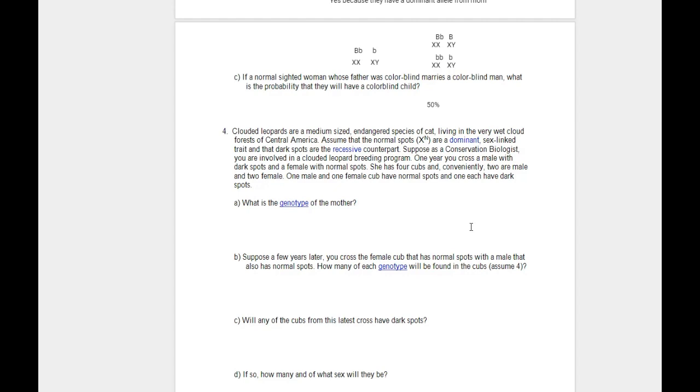Assume the normal spots, X with a capital N, are dominant. Normal spots. And dark spots are the recessive counterpart, a sex-linked trait. Now, suppose that you are a conservation biologist involved in the clouded leopard breeding program. One year you cross a male with dark spots and a female with normal spots. She has 4 cubs. And conveniently, 2 are male and 2 are female. 1 male and 1 female cub have normal spots and 1 of each have dark spots. So what is the genotype of their mother?